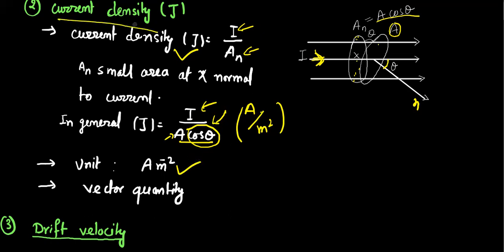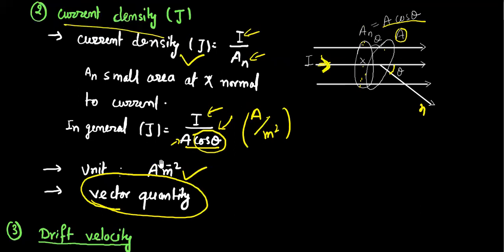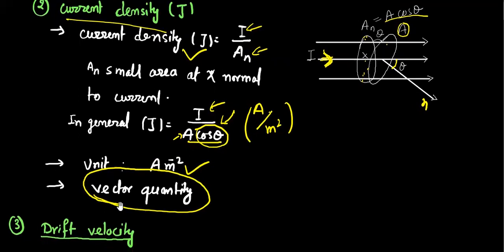As mentioned in the definition, the direction must be included in the case of current density. That's why current density is a vector quantity, because we have already mentioned it is related with the flow of current perpendicular to the surface. It includes the direction, so we have to write current density as a vector quantity.